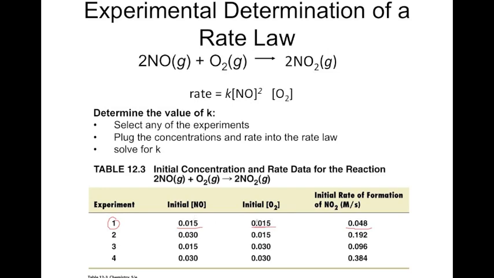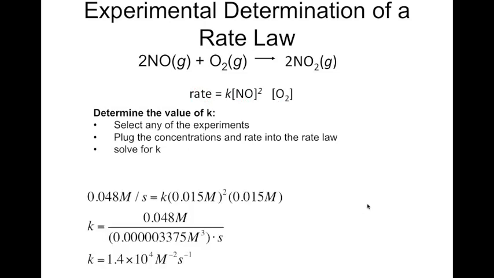Okay, so we select experiment 1, and we're going to plug in this as our concentration for NO. We're going to plug in 0.015 as our concentration for O2, and then our rate, we're going to plug in 0.048. And the units, of course, of our concentrations are molarities, and the units for our rate are molarities per second. Okay, so we're going to select that data. We're going to plug in those values. Here you can see I've plugged in the rate, I've plugged in the concentrations, and I'm going to solve for K.